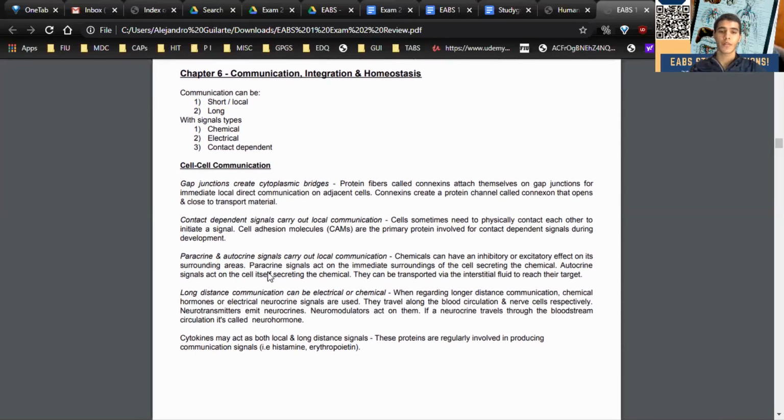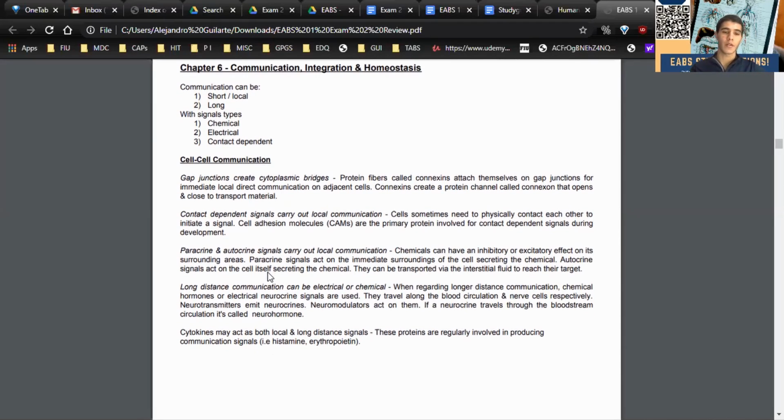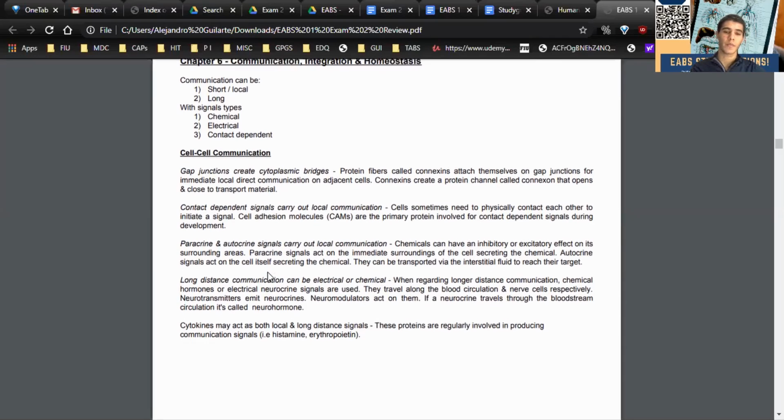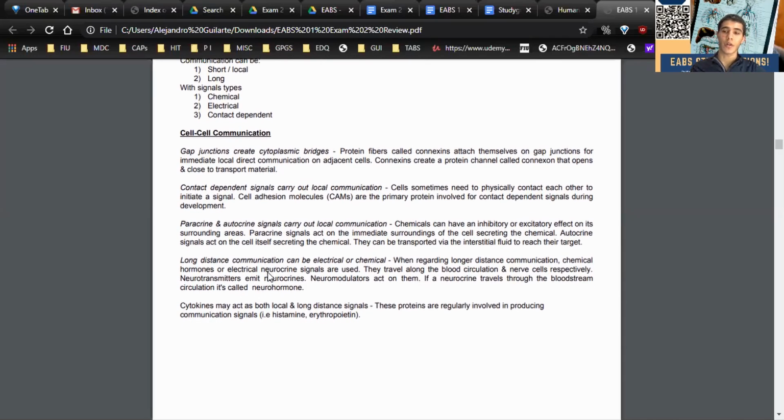Other communications is contact dependent. If cells cannot create a connexon or don't have these protein fibers, then they need to physically touch in order to create communication. And this is usually done during embryonic stages of development, where cell adhesion molecules serve to carry out these local communications. Paracrine and autocrine signals are chemical signals.